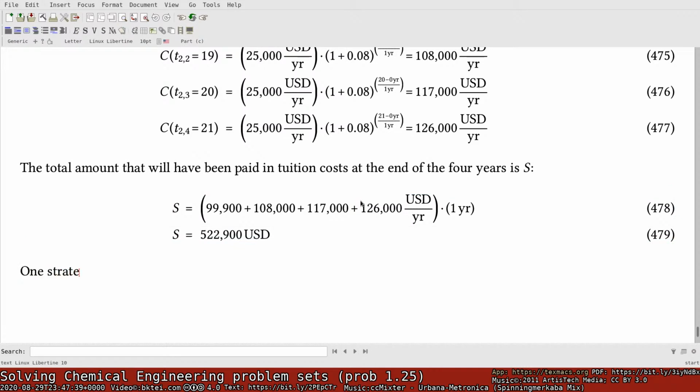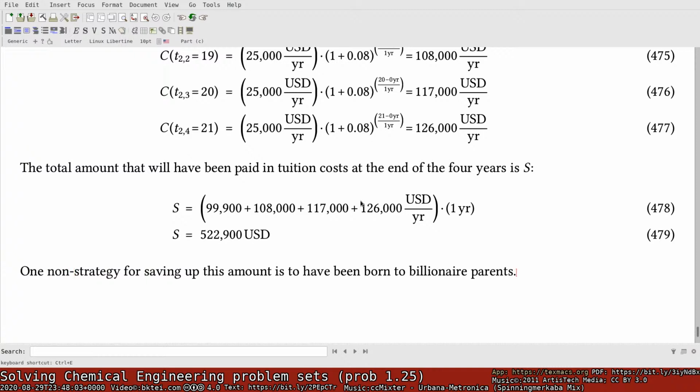One strategy for saving up this amount is to have been born to billionaire parents and have a trust fund.